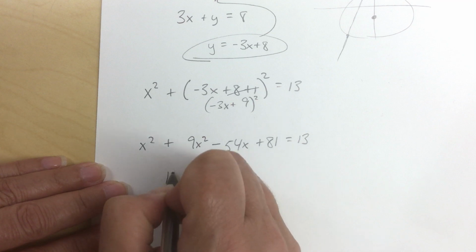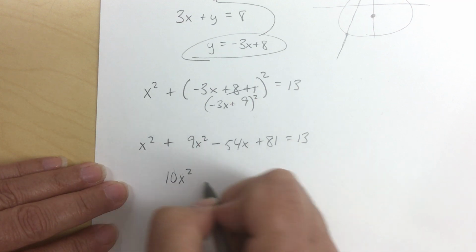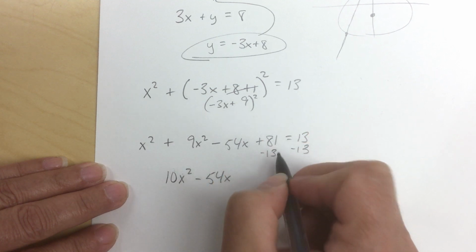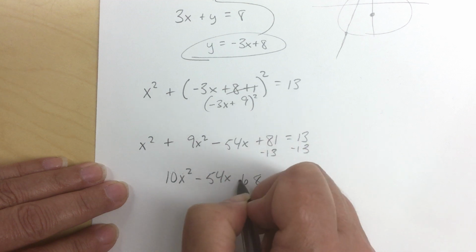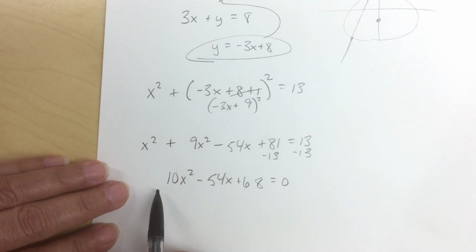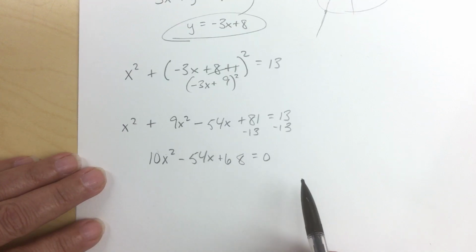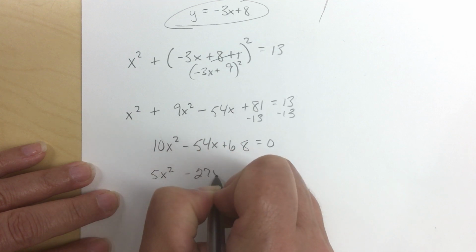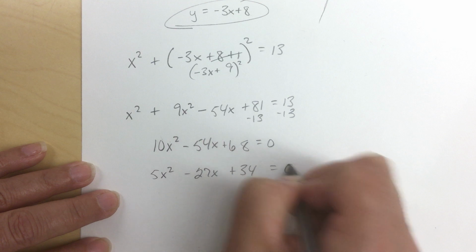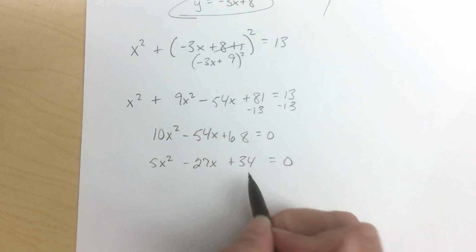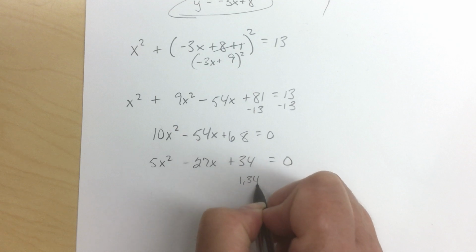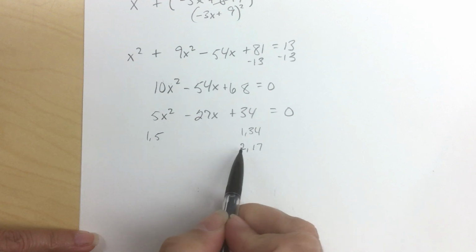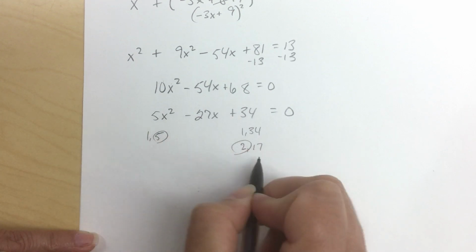So 9 and 1 is 10, so I have 10x squared, then minus 54x, subtract 13 from both sides, 81 minus 13 is 68, so plus 68 equals 0. And I can't reduce that by 2. I could divide everything by 2 and make it a little bit smaller. So I would have 5x squared minus 27x plus 34 equals 0. So the only thing to multiply to 34 is 1 and 34 and 2 and 17, and this is 1 and 5. So it won't take me long to see if this factors, and 10 and 17 add to 27.